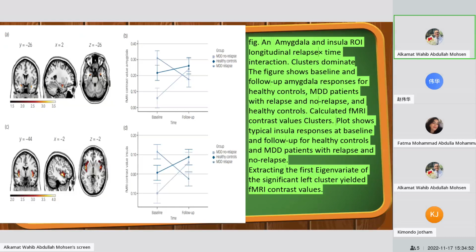Cholesterol, the domain. The figure shows the baseline and following amygdala response for the healthy control and the MDD patients with the replace and no replace. So we extracted the first eigenvalue of the significant left cholesterol.